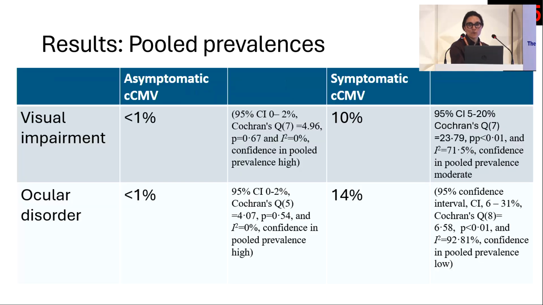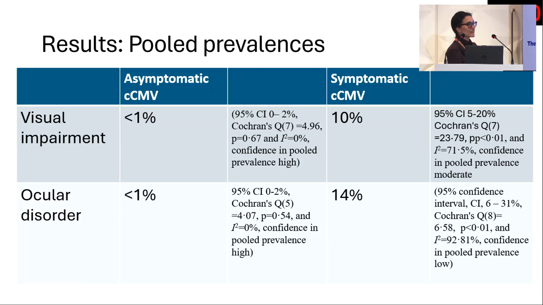So this is really what we were aiming to see. So these are the pooled prevalences. So we looked, again, at asymptomatic and symptomatic patients for evidence of visual impairment and ocular disorder. So if we first look at the asymptomatic column, the pooled prevalence suggests a level of less than 1% visual impairment in children who have no other symptoms of CMV systemically. And similarly, there was less than 1% rate of ocular disorders in these children.